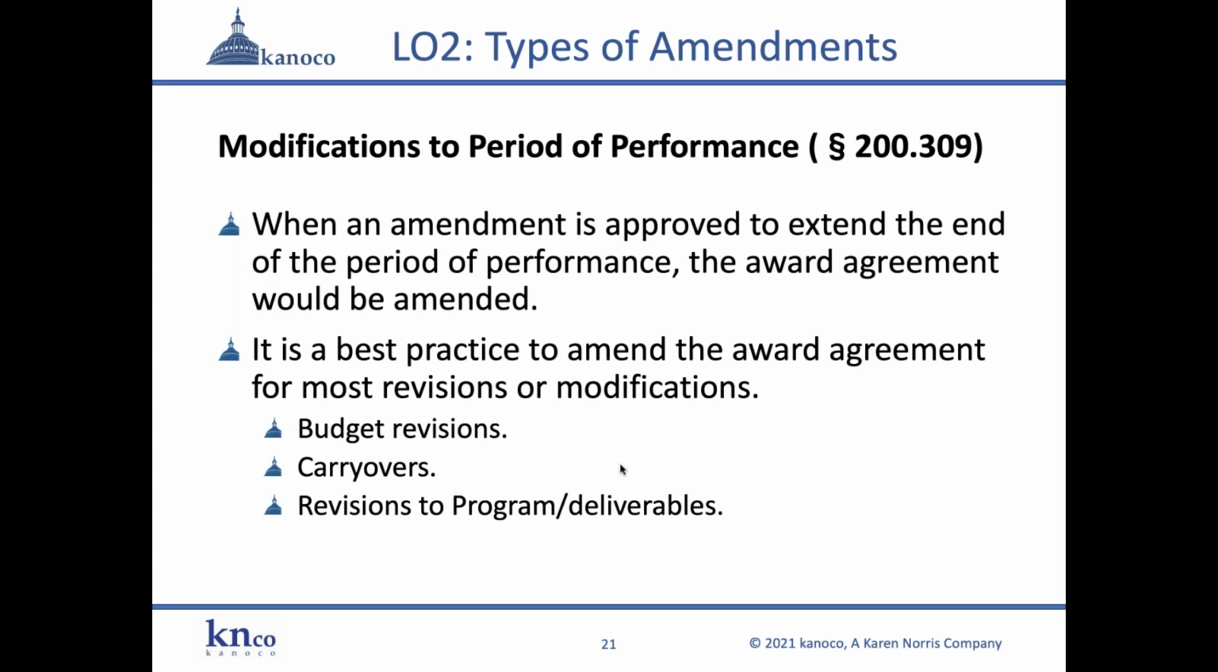Now, the next provision, modifications to the period of performance, that is a very typical type of amendment change. Generally, people need more time to complete their project. And you can find that provision in the uniform guidance under 200.309. So when an amendment is approved to extend the end of the period of performance, the award agreement would be amended too, and that's very important.